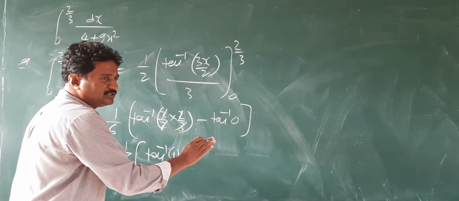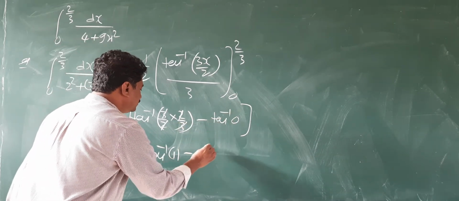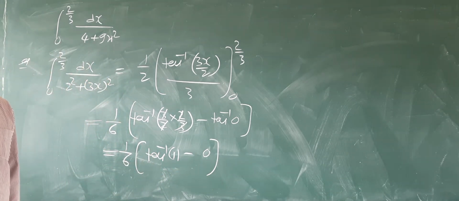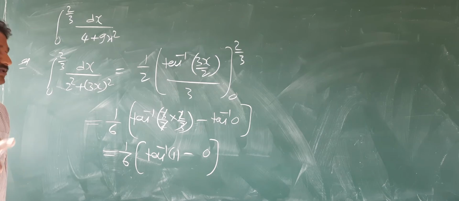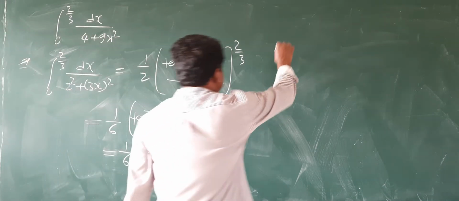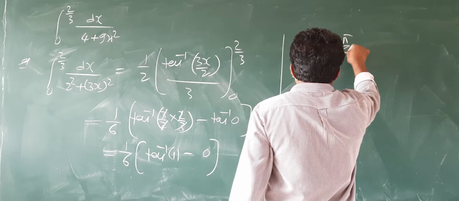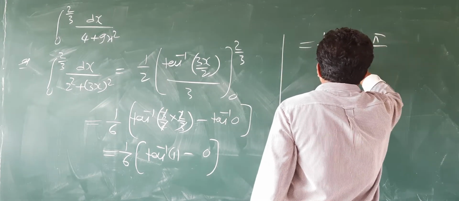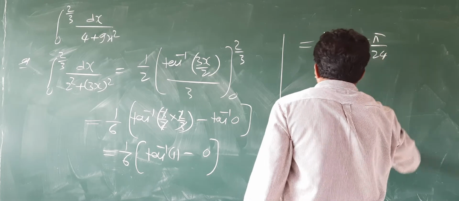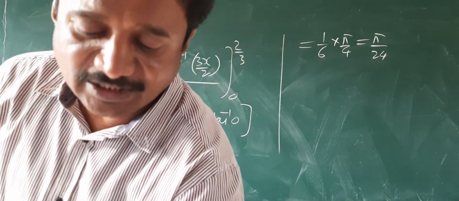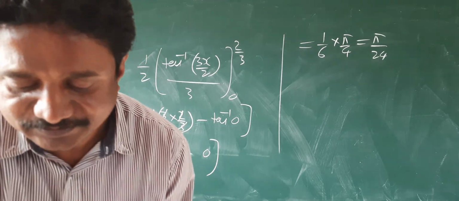How much is tan inverse 0? 0. So tell me the tan inverse 1 value: pi by 4. Tan 45 is 1, so tan inverse 1 is pi by 4. So 1 by 6 into pi by 4, that is pi by 24, since 6 4s are 24. I hope you understood, students. Let us go for solving one more question.